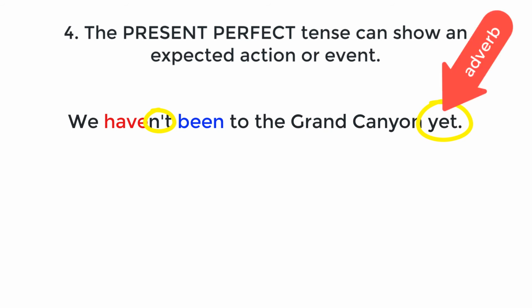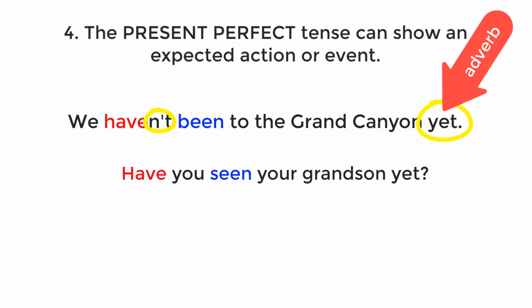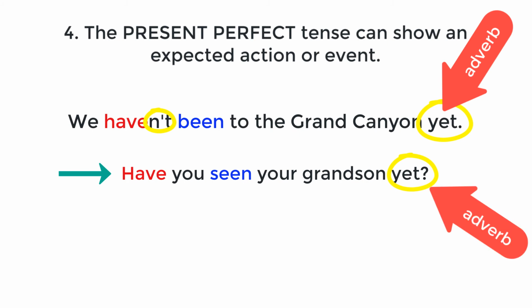Let's look at another example. Have you seen your grandson yet? This sentence again shows the subject in inverted order, the verb before the pronoun, and we use the word yet, indicating that the action we expected has not yet happened.